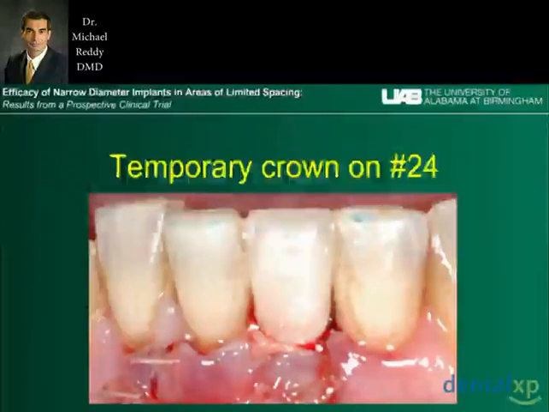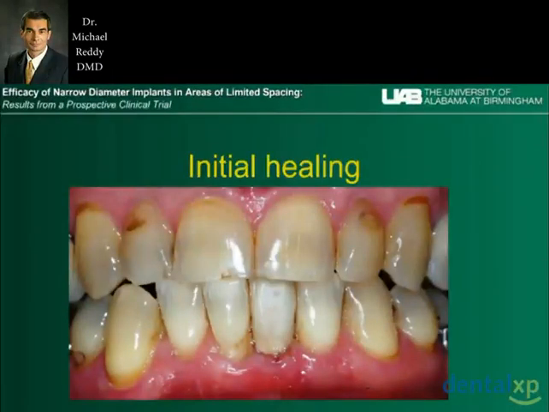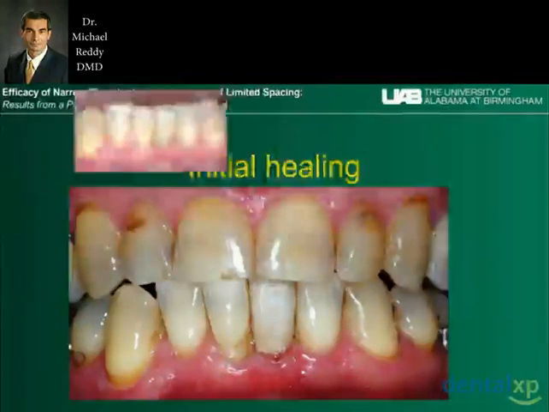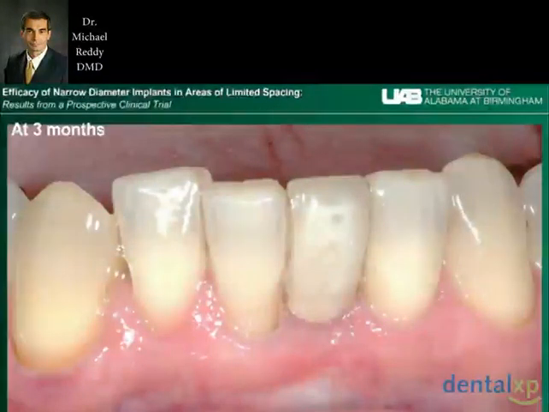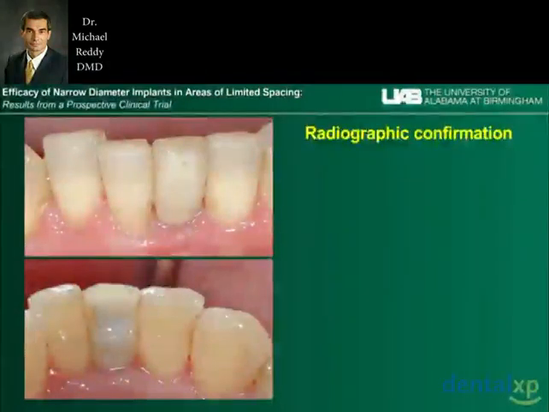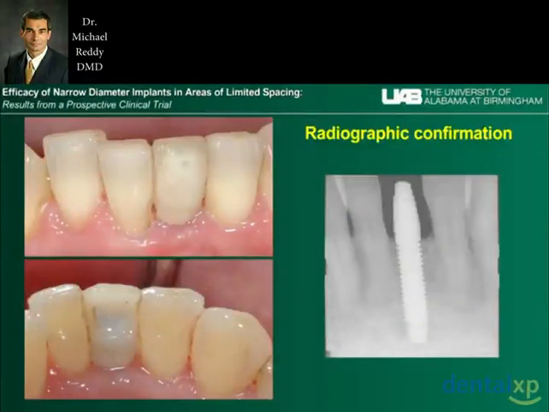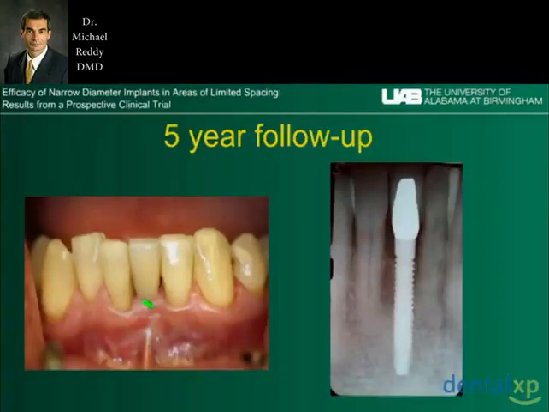So creating a temporary on that tooth, and then this is the initial healing. Tooth looks pretty good at this point. And this is what the patient looks like at 3 months. This is the radiograph at 3 months. It looks like we've got good initial healing. This is the patient. I'm sorry, these were sent to me. They're not the best images, but this is now at 5 years, and we seem to have a good result in that case.